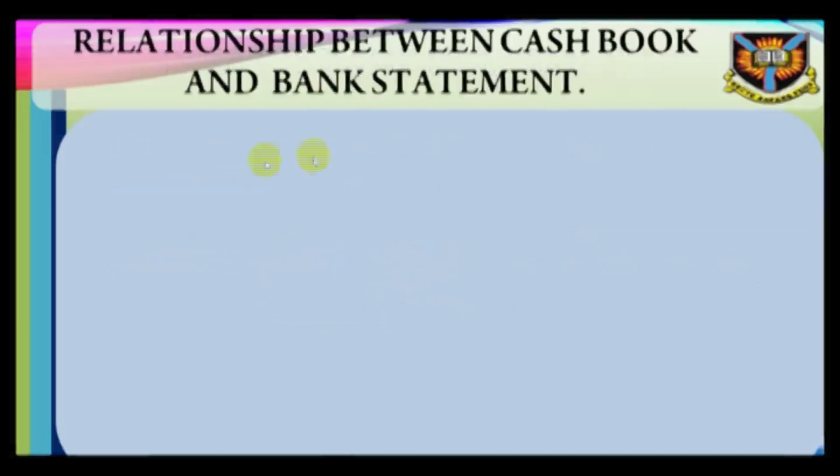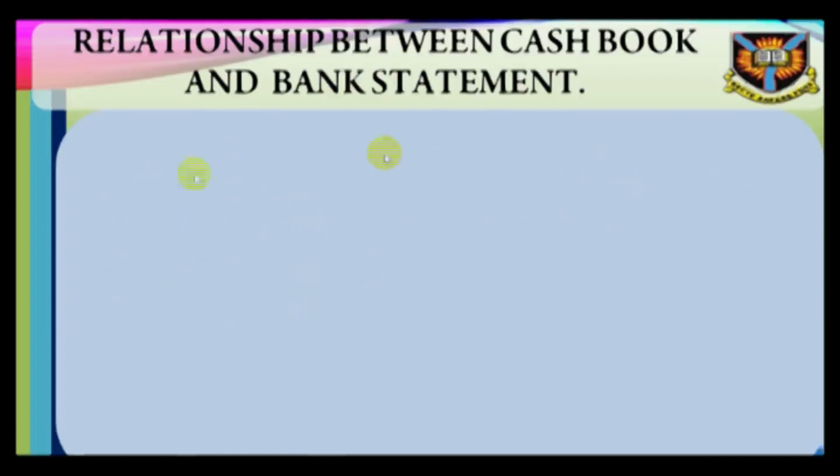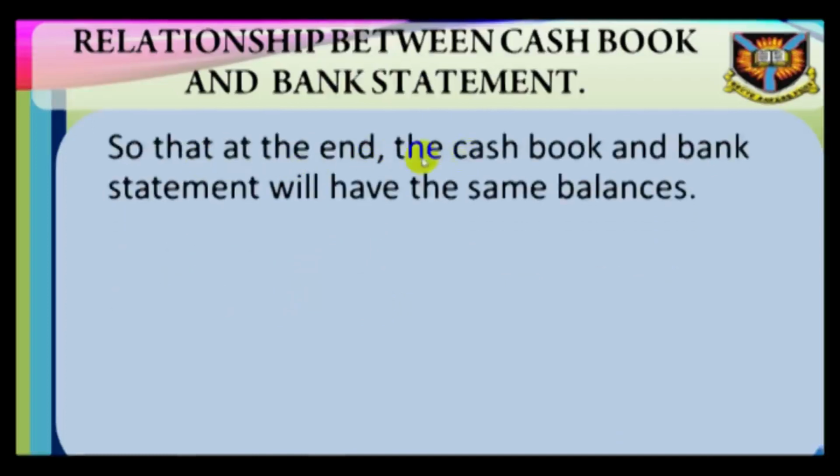Relationship between cash book and bank statement. Any amount credited to the bank statement is expected to be debited to the cash book, and any amount debited to the bank statement is expected to be credited to the cash book, so that at the end, the cash book and the bank statement will have the same balances.